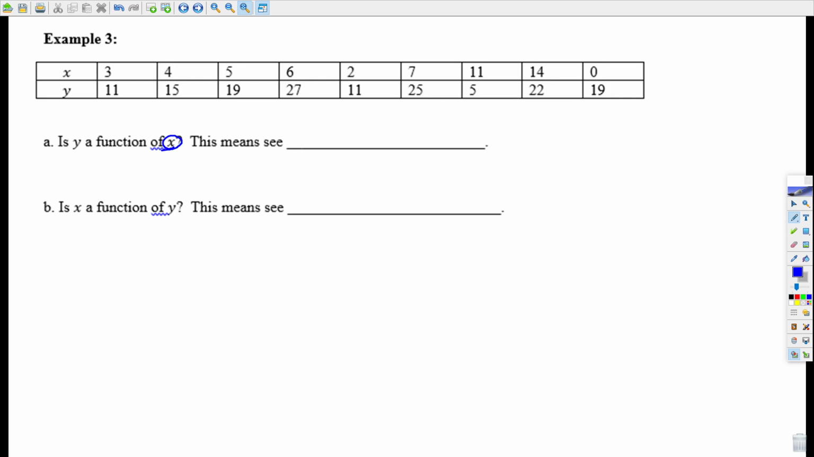So it kind of takes the original rules and throws them out the window, and it's saying, okay, if I word it like this, is y a function of x? You look at the end part, x, and that's what it's asking you to see if it repeats. So we're going to look at the x numbers: 3, 4, 5, 6, 2, 7, 11, 14, 0. Do any of them repeat? No. So when you see this, see if x values repeat.